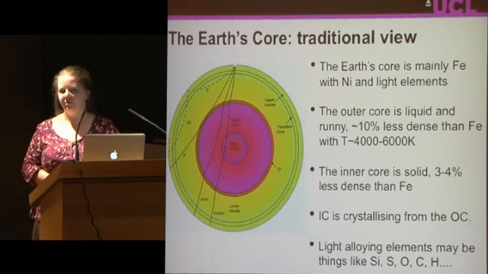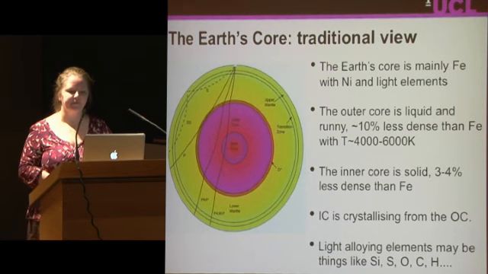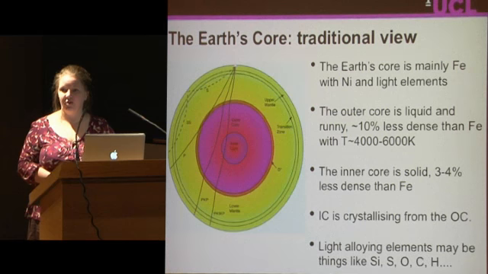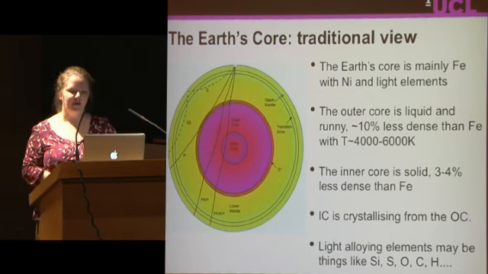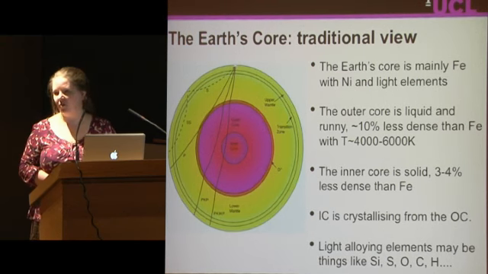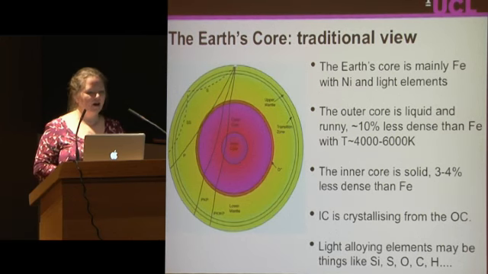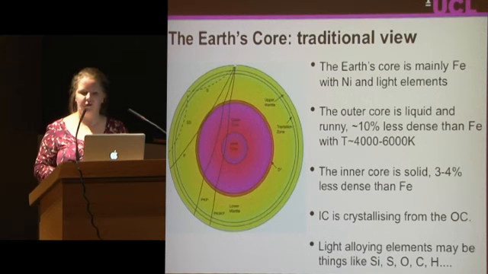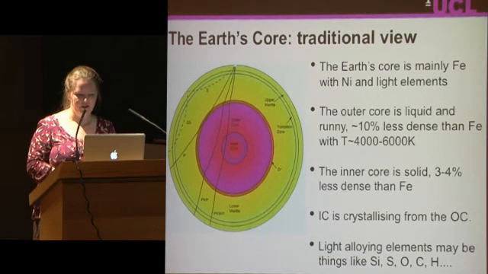And then these light elements, which is the main thing that we've been talking about in the first few talks. The outer core is liquid, it's very runny, it's like water, it's got a viscosity of just a few millipascal seconds, and it's about 10% less dense than pure iron, with a temperature ranging, depending on where you are, from 4 to 6,000 Kelvin. And the inner core is solid, 3 to 4% less dense than pure iron. And we think that the inner core is crystallizing from the outer core and expelling these light elements, although clearly from the first few talks this isn't over the entire inner core boundary.